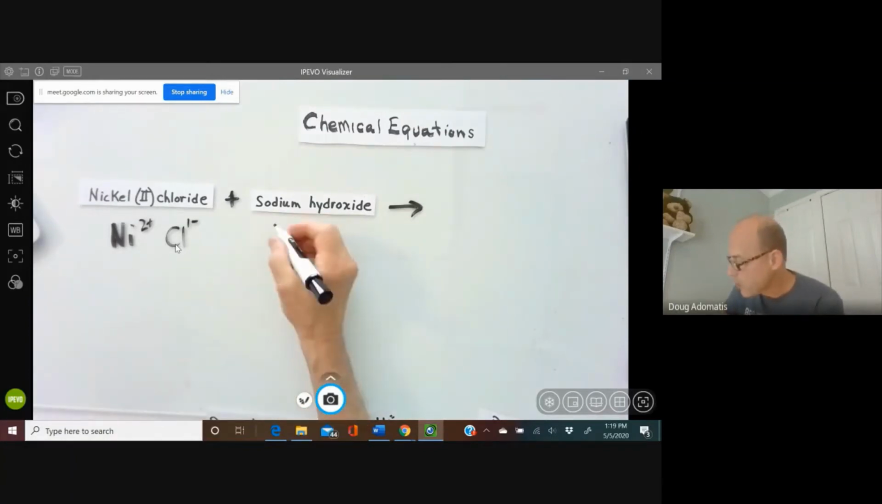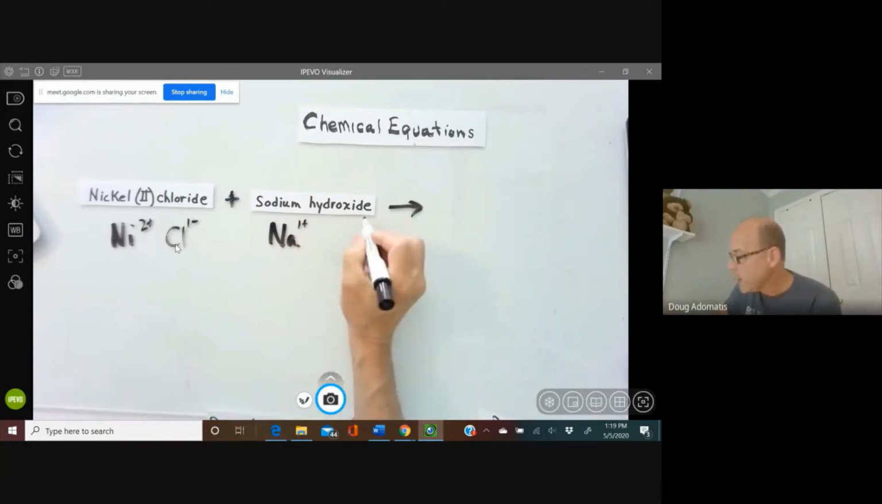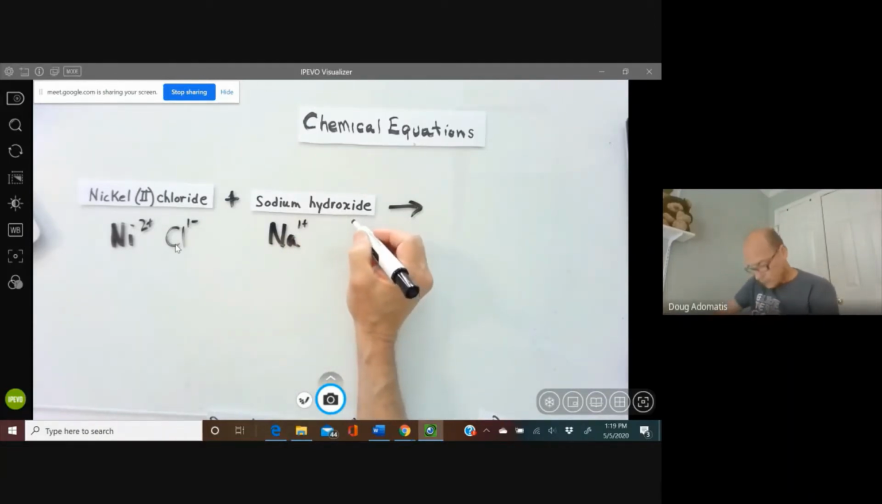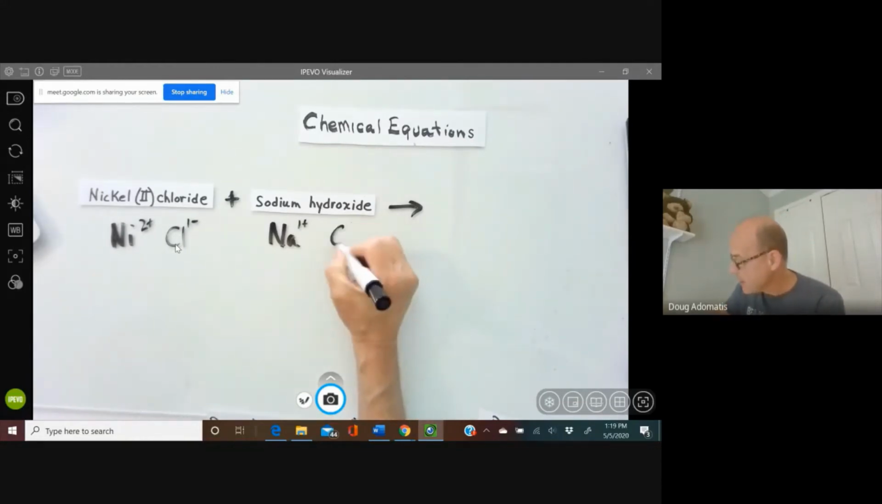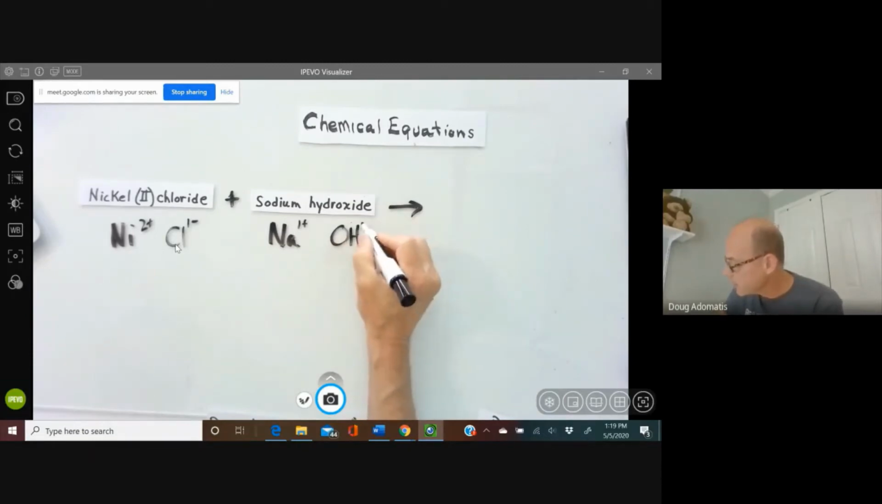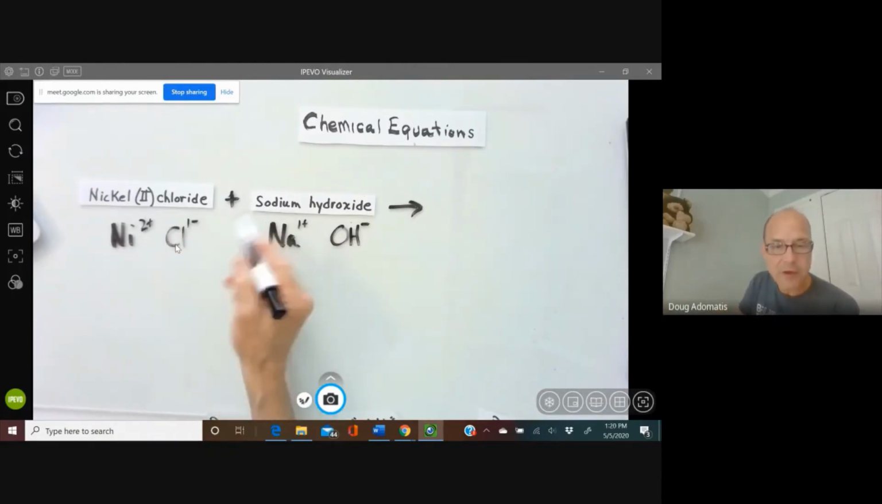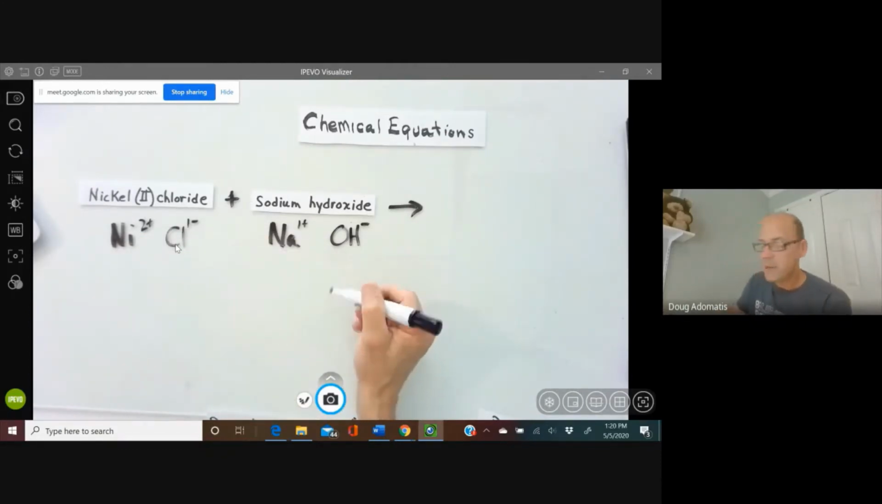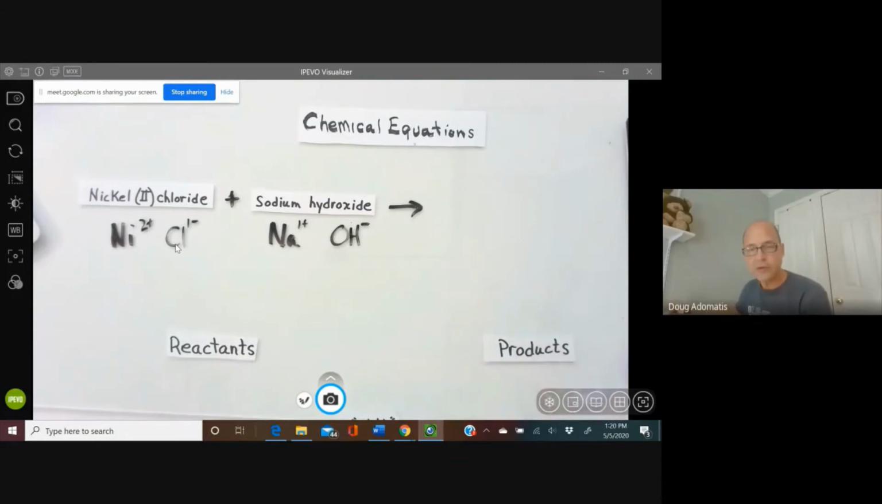And you also know that sodium is a group 1 metal, so it has a 1+ oxidation number, and you would recognize the hydroxide ion is a polyatomic ion, and it looks like this, so it's OH-. So all we've done is we've taken the names and turned those into formulas, okay? So what I'm doing is I'm beginning to write a chemical equation. These are the reactants. These are the things that are going to mix together, and we are going to produce some products here on this side, okay?